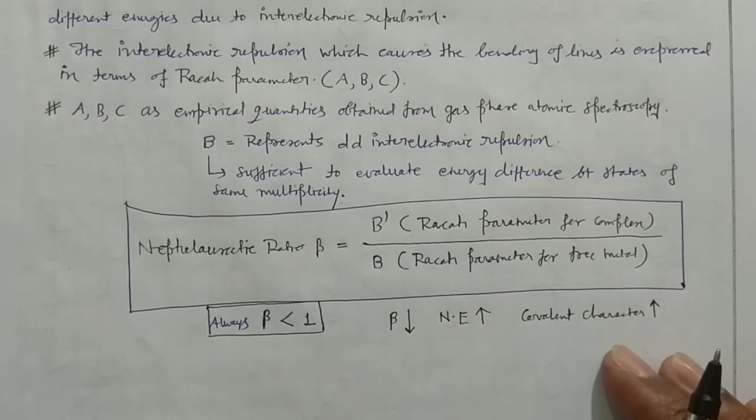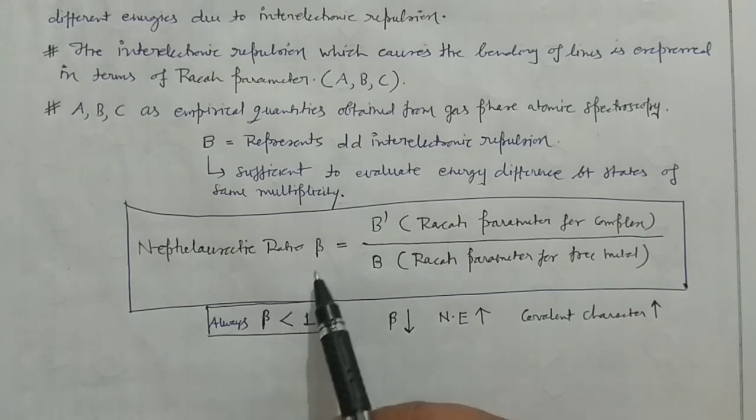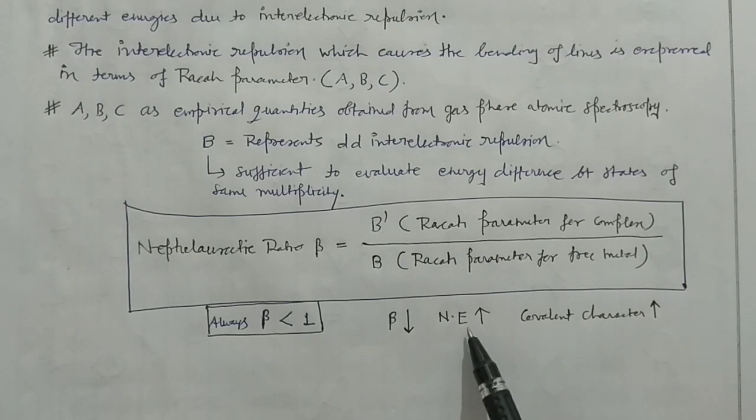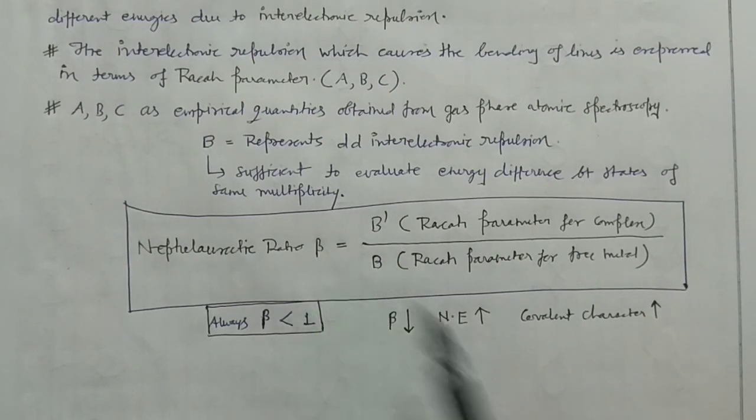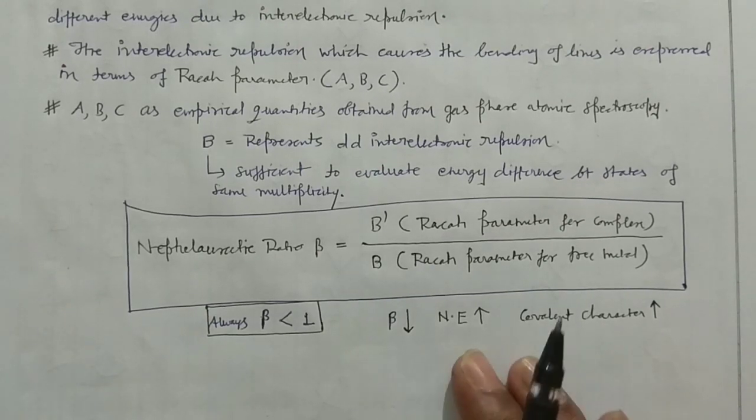This is a very important point, because the nephelauxetic series which is given in various textbooks is given the other way, and people understand that that series is according to the nephelauxetic effect. No, it is not according to the nephelauxetic effect. It is according to the nephelauxetic ratio, and that ratio is inversely proportional to the nephelauxetic effect. When it goes up, then it goes down. When it goes down, it goes up. This you should remember. Okay guys, this is a very important point.